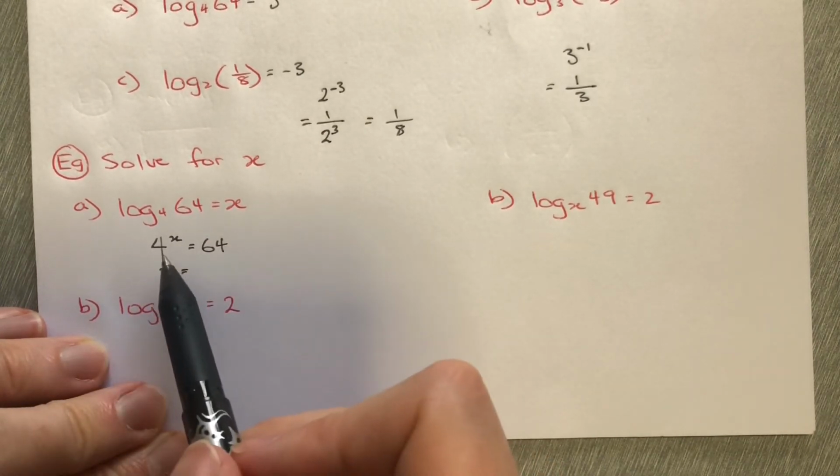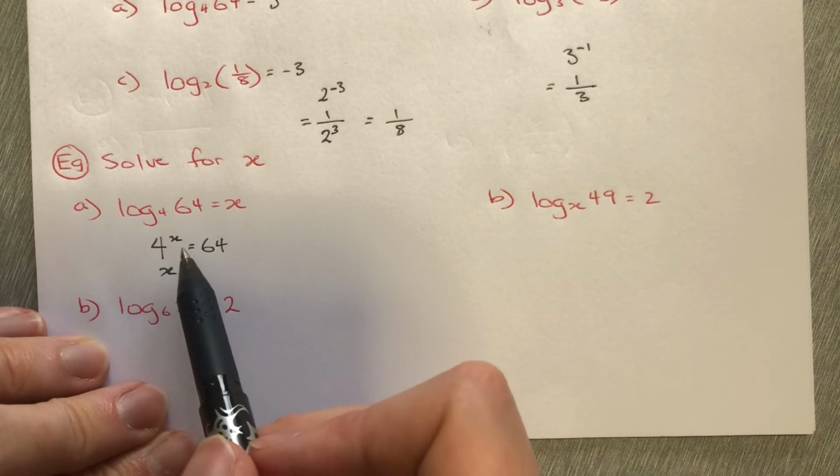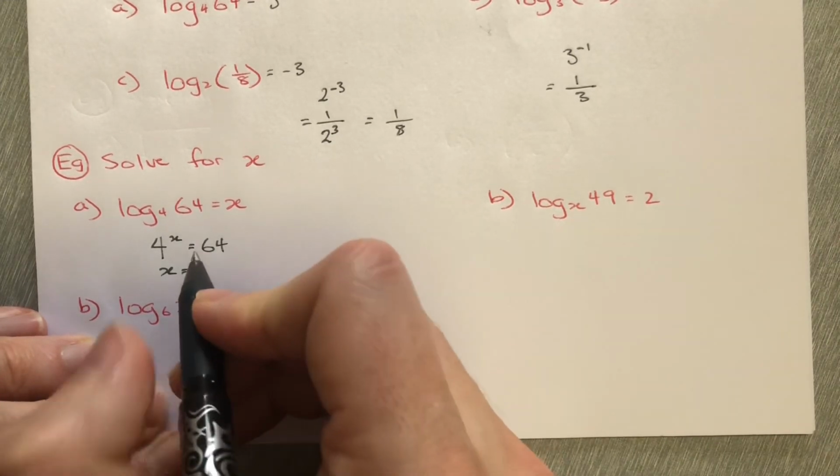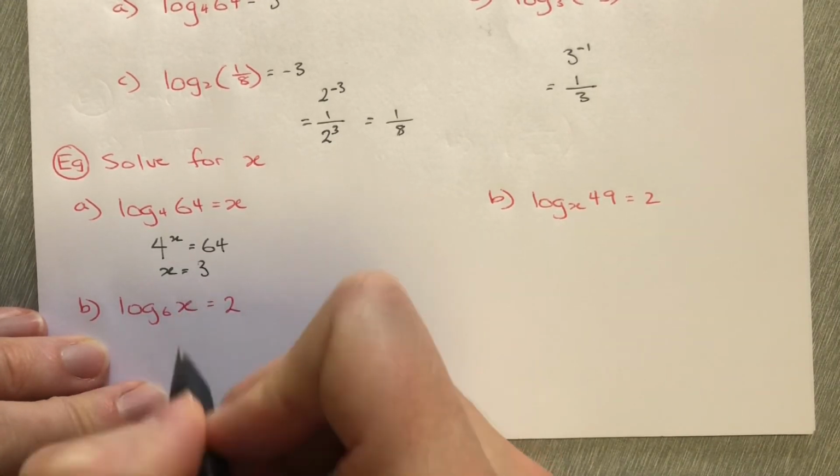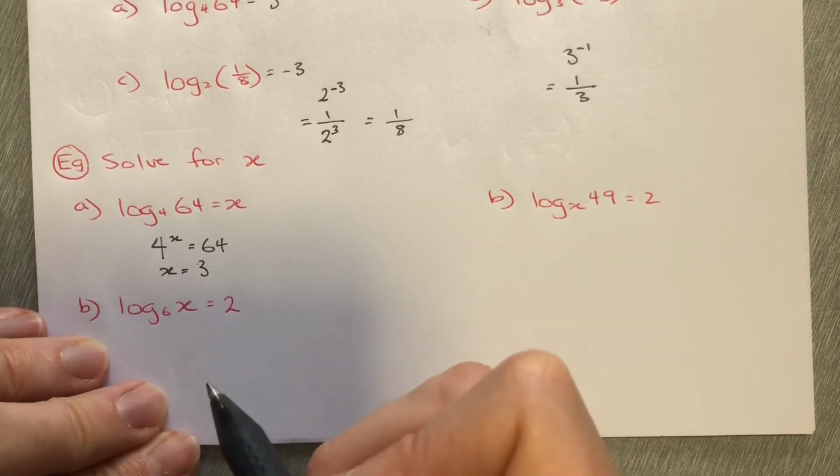Alright, so 4 to the power of 2 gives us 16. 4 to the power of 3 gives us 64. So x has to be 3. So we could put a 3 in there.